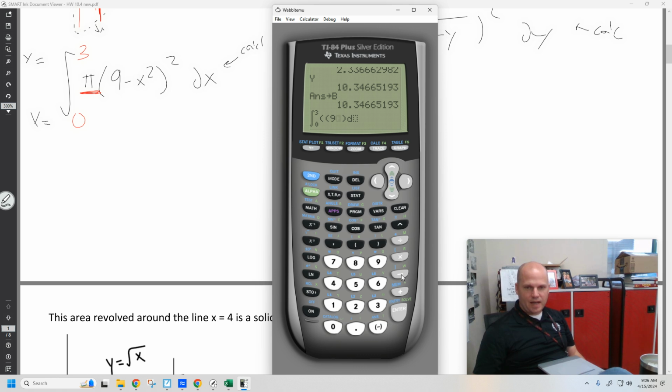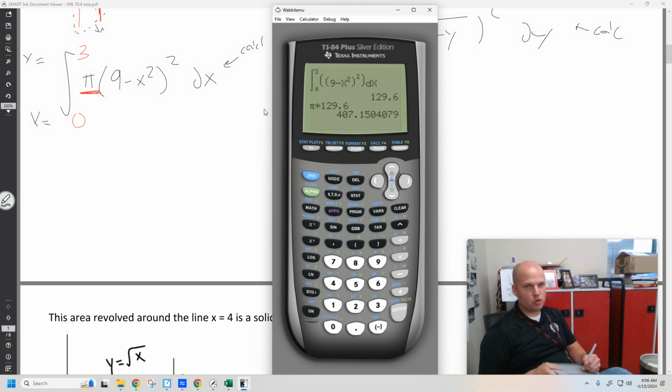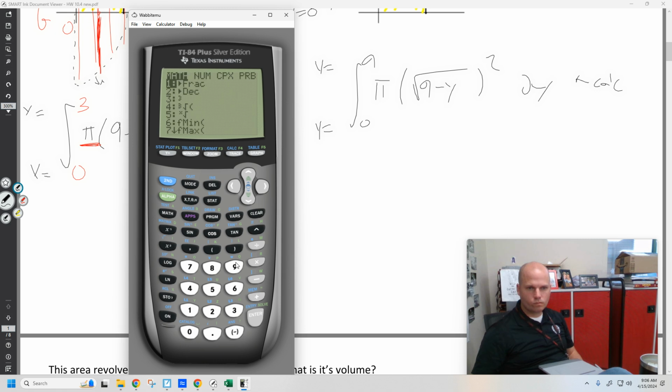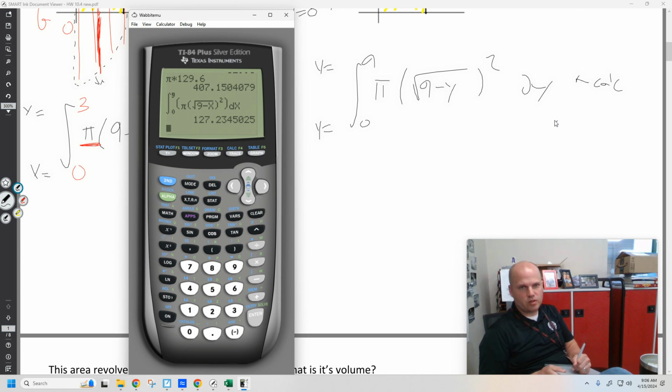Might be easier to worry about the pi's later. Don't forget to multiply by pi. You get your answer. Again, if you have a calculator, just type it in. You could put the pi inside. You have to practice using parentheses. You got to make sure you square it. Typing things into calculators sometimes can be tricky.